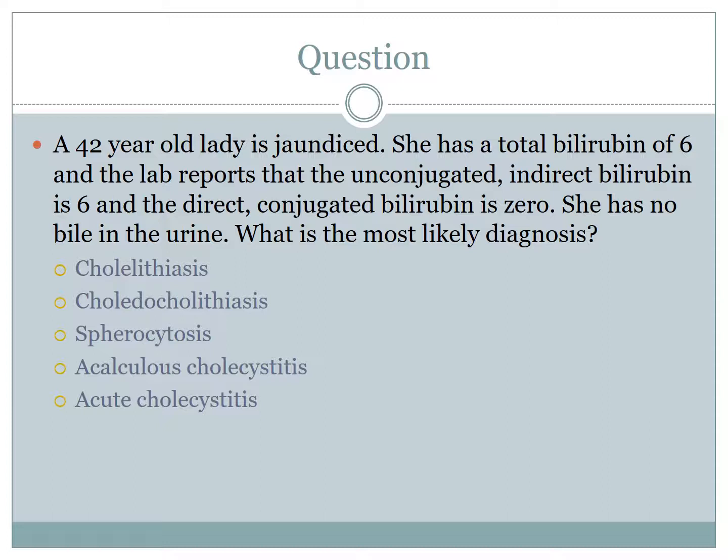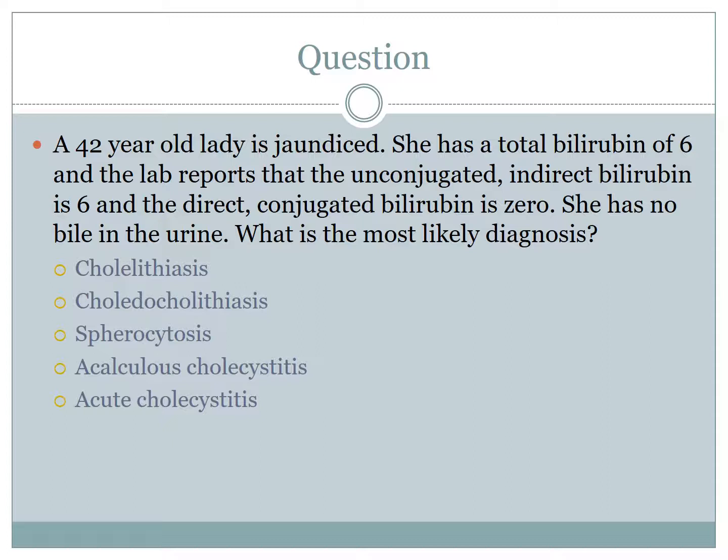So another question, a 42-year-old lady, she's jaundiced, total bilirubin of 6. The lab reports the unconjugated indirect bilirubin is 6, and the direct conjugated bilirubin is 0. She has no bile in the urine. What's the most likely diagnosis?